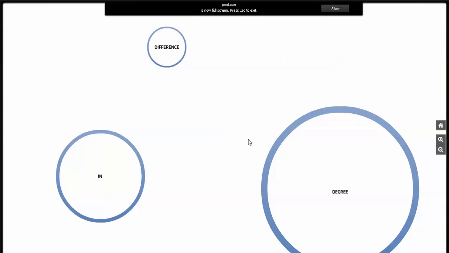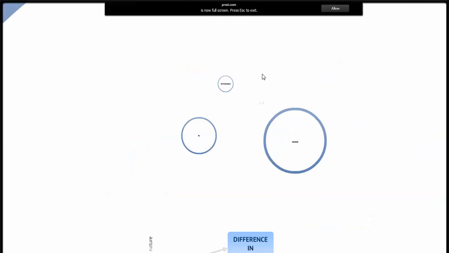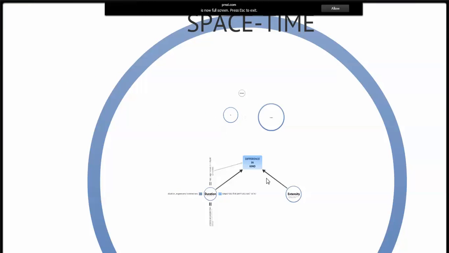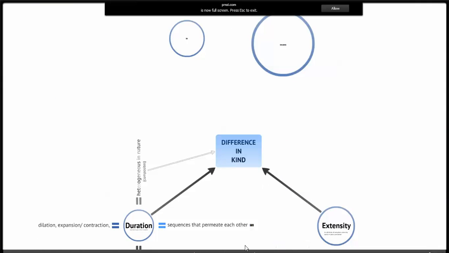Differences in degree are more homogeneous in nature. These are all circles, all blue circles, but the differences are in degree: in size, in the thickness of the lines. Those are all differences in degree. Versus differences in kind, such as what we have here. So there are certainly two different kinds of differences.